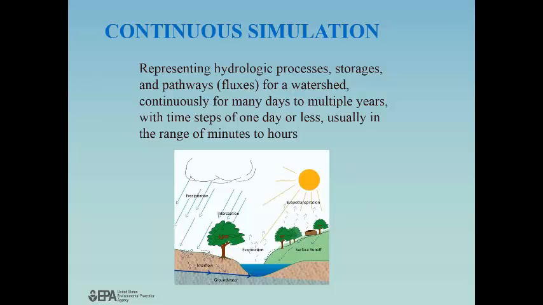Continuous simulation means that we're representing the hydrologic processes, storages, and fluxes for a watershed continuously for many days to multiple years, usually on a time step of less than 1 day, but sometimes on a daily basis, and in the range of minutes to hours. So we represent what's shown here in this diagram of the hydrologic cycle in terms of putting in precipitation and evapotranspiration to the model, and the model takes those inputs, those forcing functions, and represents runoff, interception, evaporation, subsurface flow, and stream flow. It represents the other portions of the hydrologic cycle.